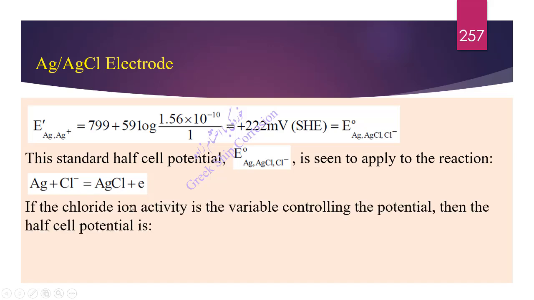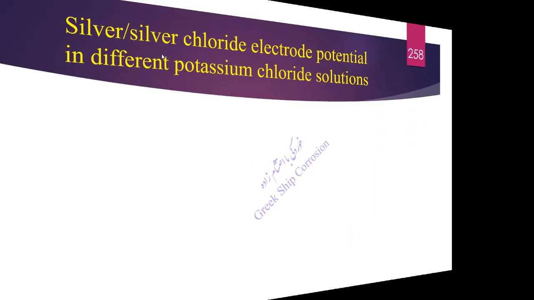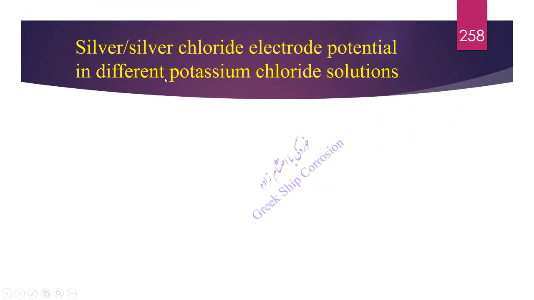If the chloride anion activity is the variable controlling the potential, then the half cell potential is E prime equals E naught, the standard potential, plus 59 times the logarithm of 1 over the activity of chloride anion at a temperature of 298 Kelvin. Silver-silver chloride electrode potential in different potassium chloride solutions.